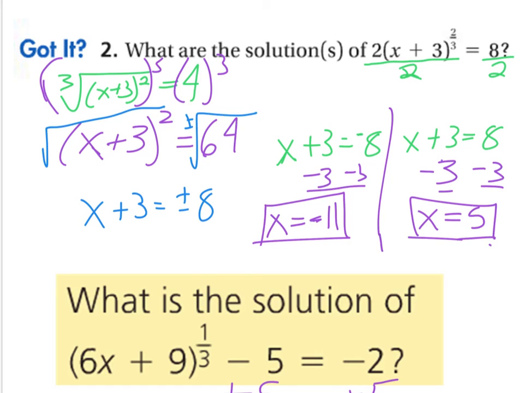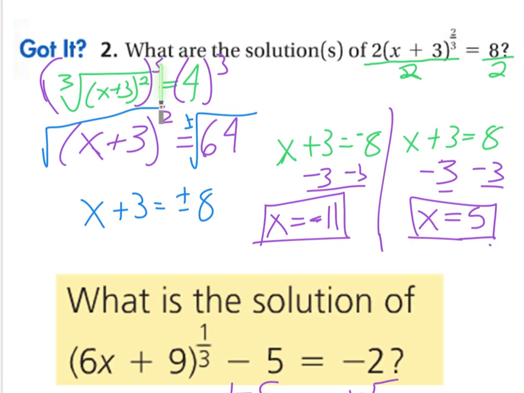Here, I just realized I did all that work and I didn't remember to hit record, so I guess I'll just talk my way through it here. With this one, first thing we need to do is isolate the power, so we divide by 2. That gives us 4. It's kind of a mess here, but we switch from the 2/3 power to the cube root of x plus 3, squared.